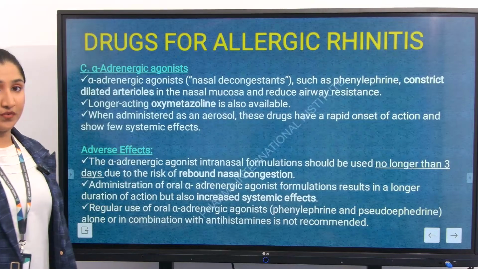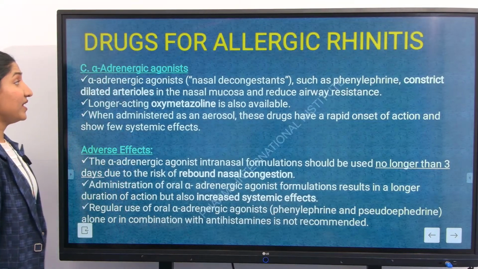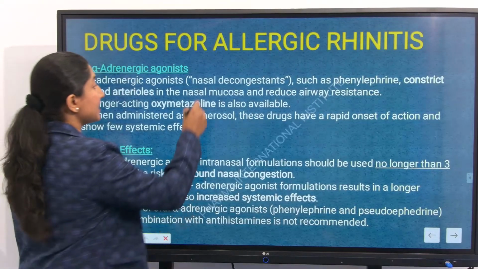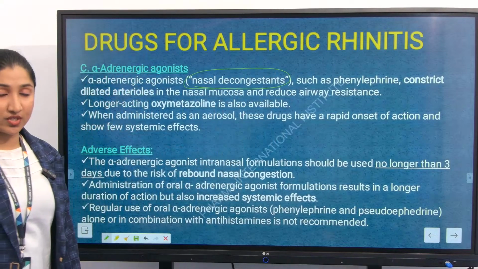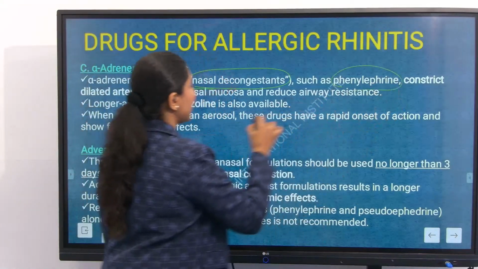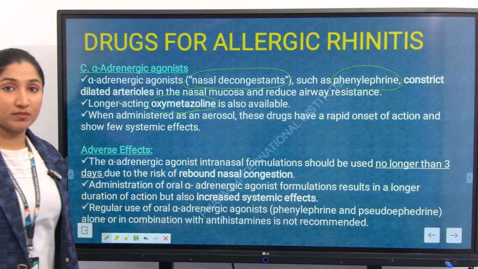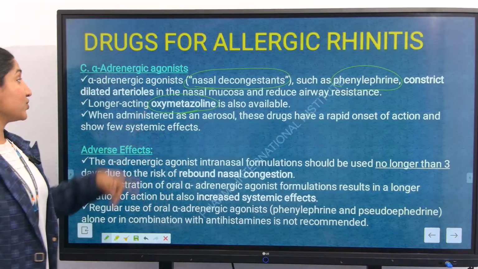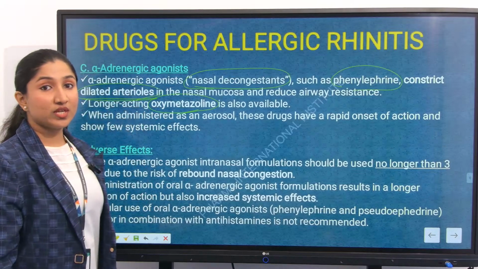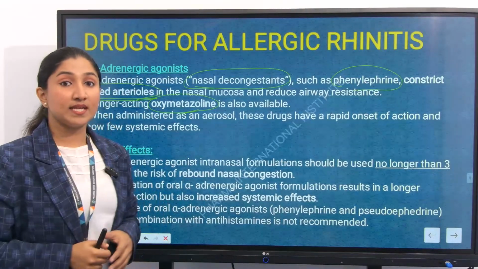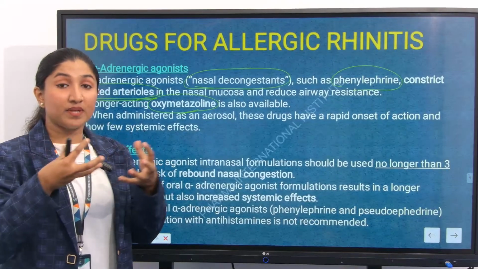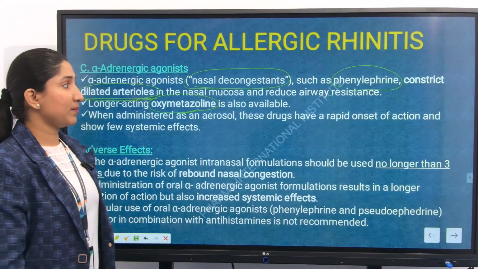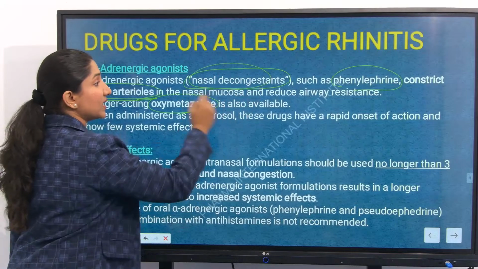Now, the next class of drugs for treating allergic rhinitis is the alpha adrenergic agonists, also called nasal decongestants. Examples include phenylephrine as well as oxymetazoline. These agents are alpha agonists, so they constrict the dilated arterioles, the blood vessels along the nasal mucosa, and constricting these blood vessels helps in relieving congestion, opening up the nasal passage so that air can flow in, thereby relieving nasal congestion.